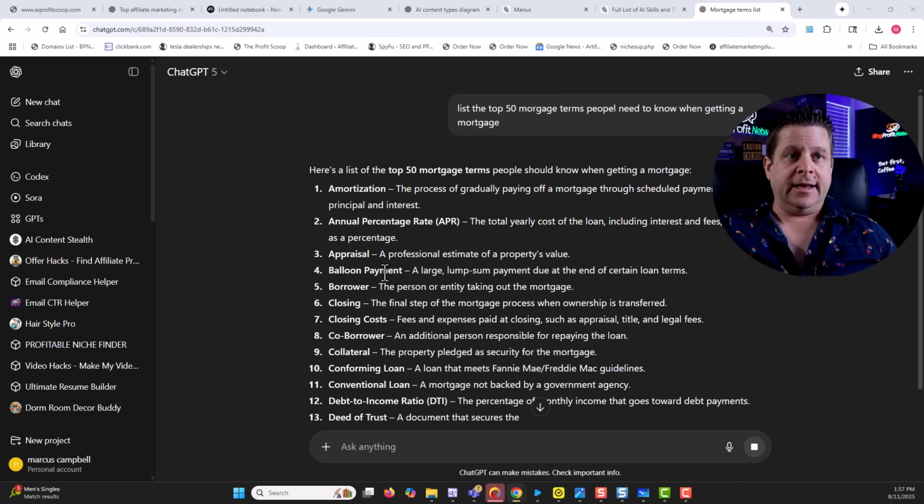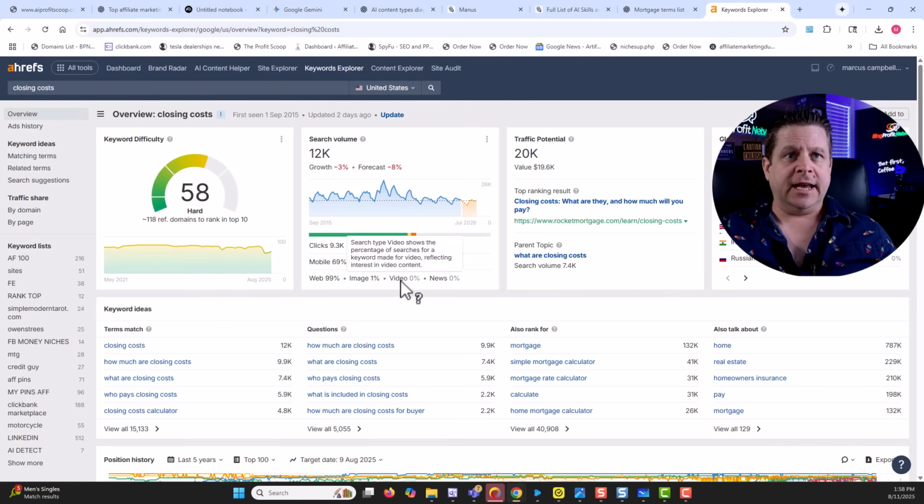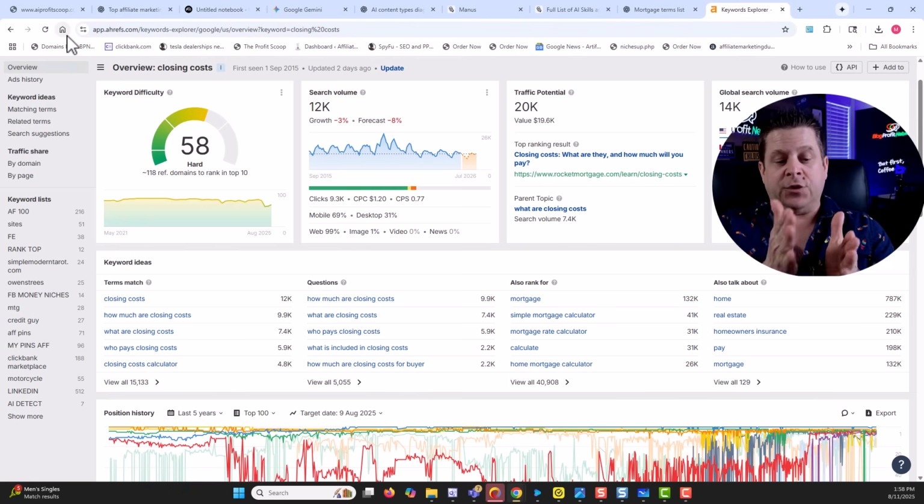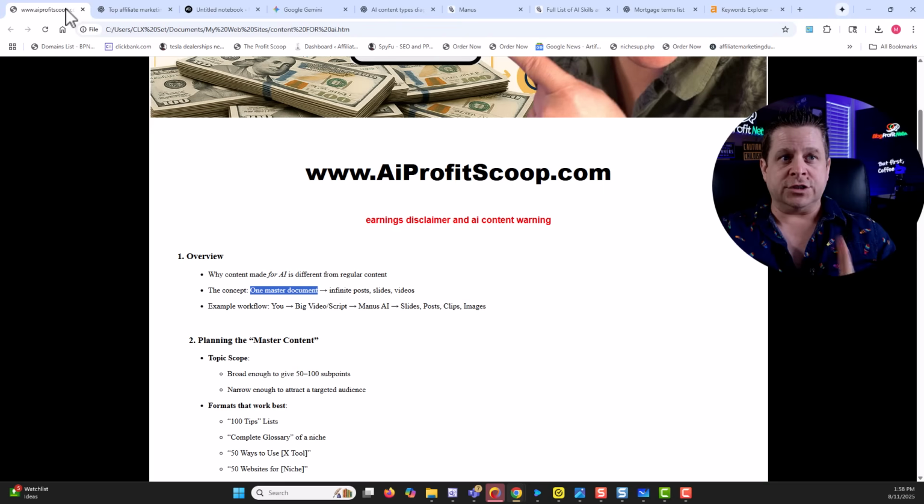So if we do something like closing cost, the only person that would look up closing cost is someone that's doing a mortgage. Other than that, there's not that many different types of closing costs. It's pretty specific, or deed of trust or something like that. And what you're going to find out is that there's these terms, and then there's all these subcategory terms. So like closing cost calculator, who pays the closing costs, and all of these different things that are in the mortgage niche. This is super important because if you understand how content is broken up, then you're going to understand why this works so well.